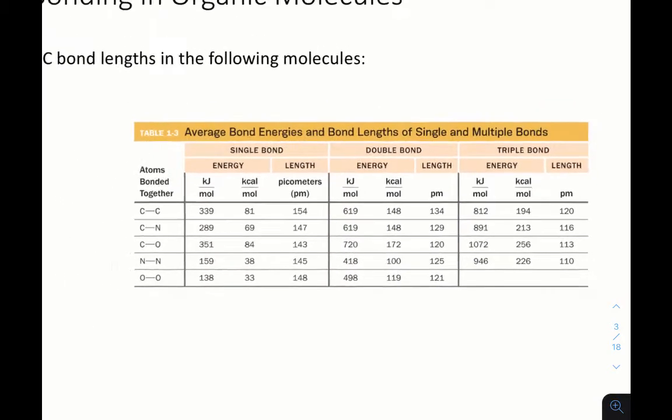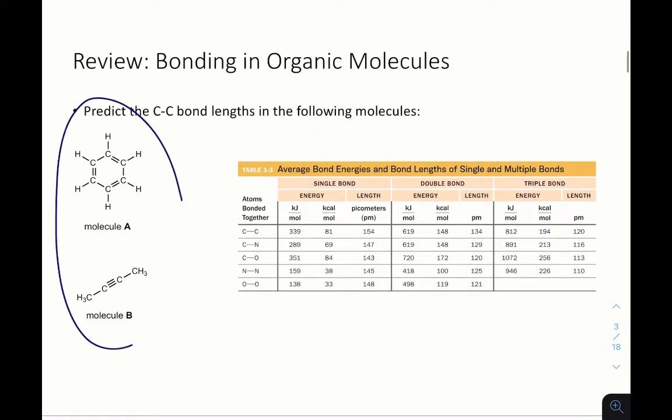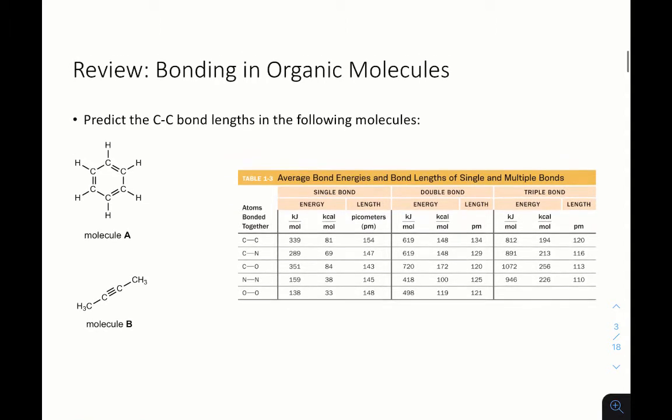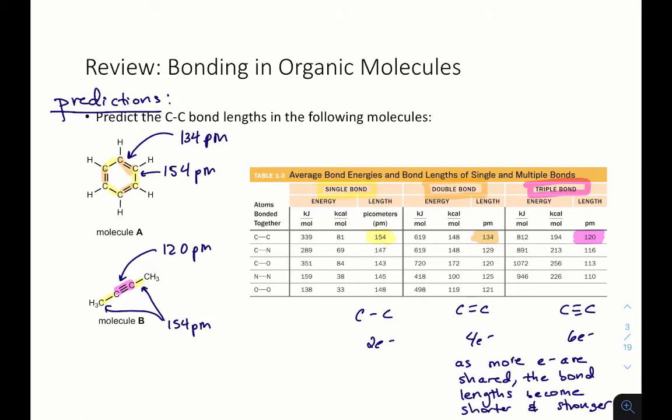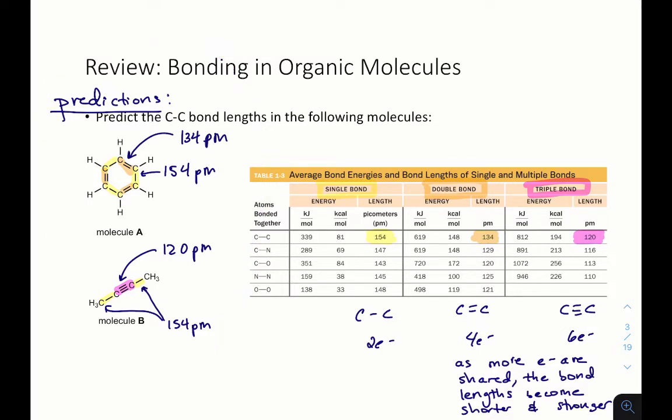Let's begin by reviewing the bonding that occurs in organic molecules. What I want you to do is use this data to predict the carbon-carbon bond lengths in these two molecules. We aren't in the same room together, so I can't ask you what you predicted. However, this is a pretty typical answer that I see or hear in class. And this is totally reasonable, so if you predicted this, good, good.